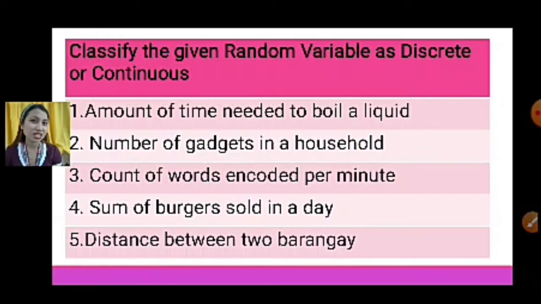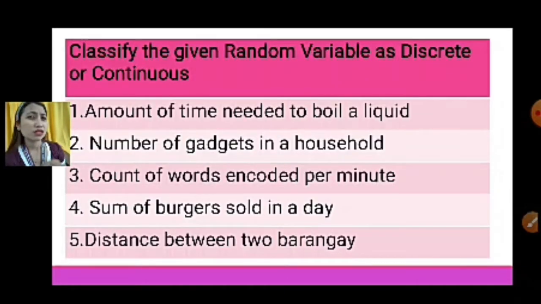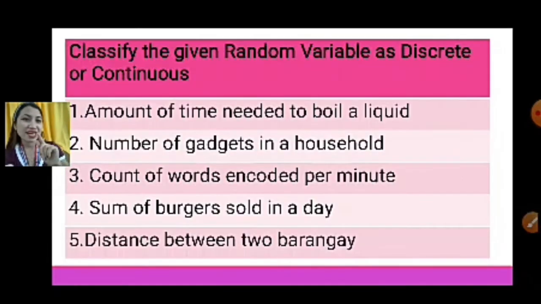I hope you are not cheating in your houses. So, our answers. Number 1 is continuous. Why is it considered continuous? Amount of time. Is it counting or measuring? It is measurement. Number 2, number of gadgets, is discrete since this example is counting. Number 3 is count of words. The word is count, so obviously it is discrete.